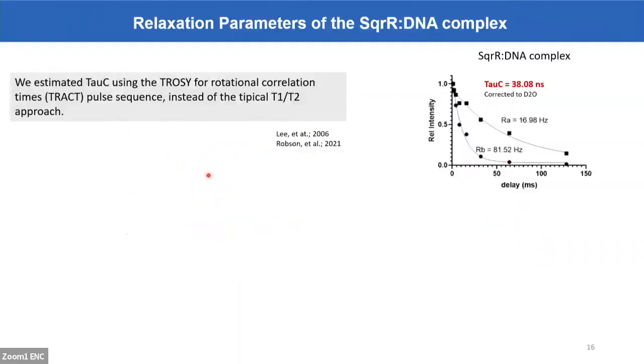The way we did that, we estimated the correlation time using the TRACT sequence, the TROSY for rotational correlation times, instead of the typical T1, T2 approach, because the TRACT sequence is more appropriate for large size particles, because it's just a series of 1Ds that you integrate through time. And this is the correlation time that we got, which is in accordance with what we expected for a particle this size and with another protein DNA bound complex that we have worked with in the past.